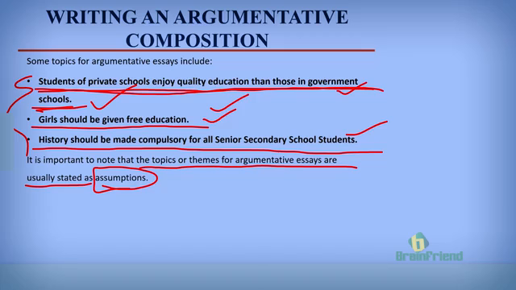So the fact that you see a topic, girls should be given free education, does not mean that they are partial already. They are saying girls should be given free education. It is left for you, the writer, to choose a point of view and defend it with good reasons.